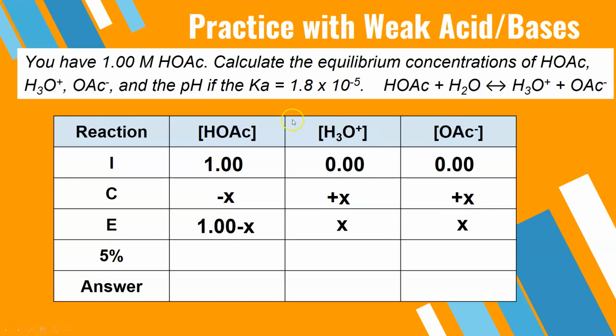Now, is your Ka value 1,000 times less than what you started with, or even smaller? Yeah, so the 5% rule should work. So ignore the subtraction here, just say 1. Compared to what we start with, not much will change. Over here, you're going to leave the x's, because compared to 0, it is a decent change.